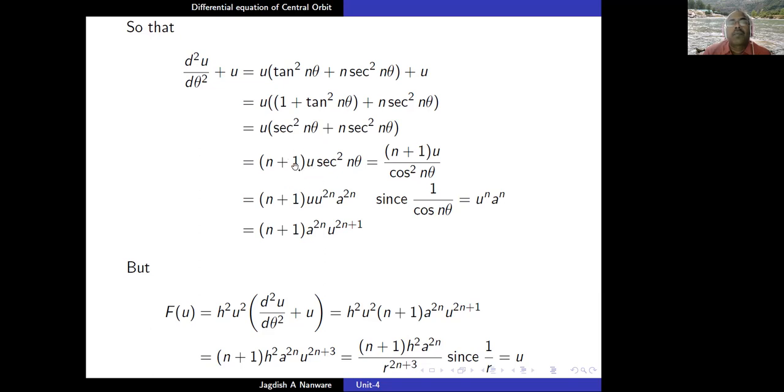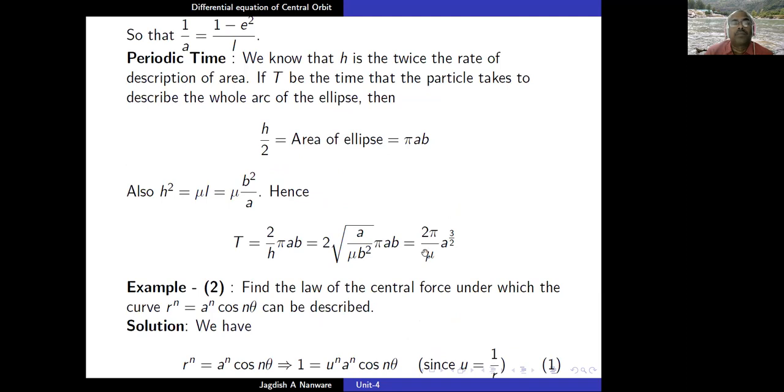And this can be written in terms of cos. So n plus 1, u, 1 upon; sec² nθ is 1 upon cos² nθ, right? But what is 1 upon cos nθ? This is u to the power n, a to the power n. So how is this written? You just go back to the given equation. In the example, yes, here 1 is equal to u to the power n, a to the power n cos nθ. So what is 1 upon cos nθ? It is u to the power n, a to the power n.